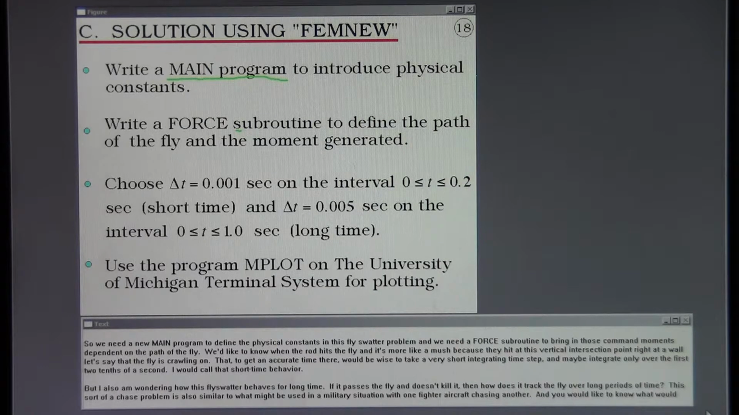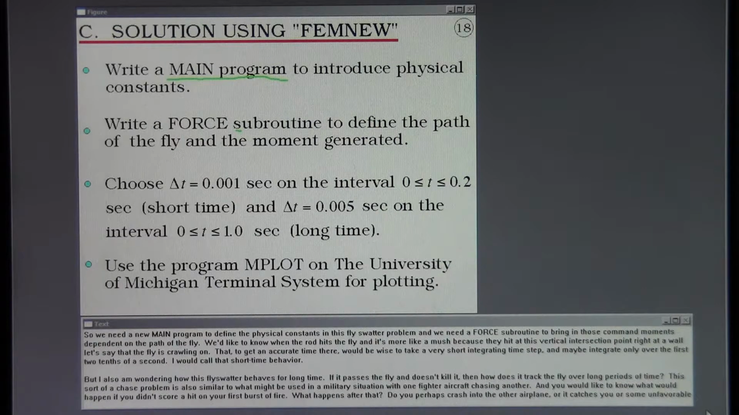We'd like to know when the rod hits the fly, and it's more like a mush because they hit at this vertical intersection point right at a wall, let's say, that the fly is crawling on. To get an accurate time there, it would be wise to take a very short integrating time step and maybe integrate only over the first 0.2 of a second. I would call that short time behavior.